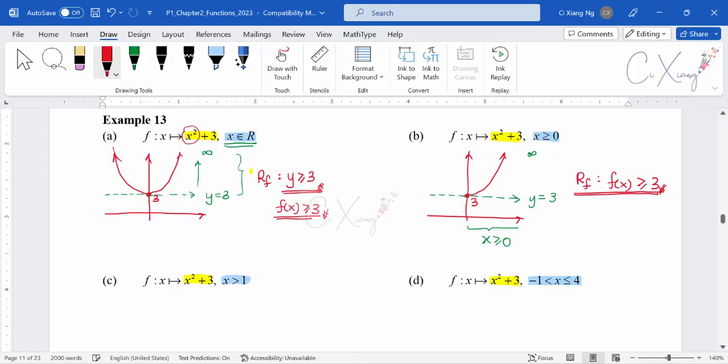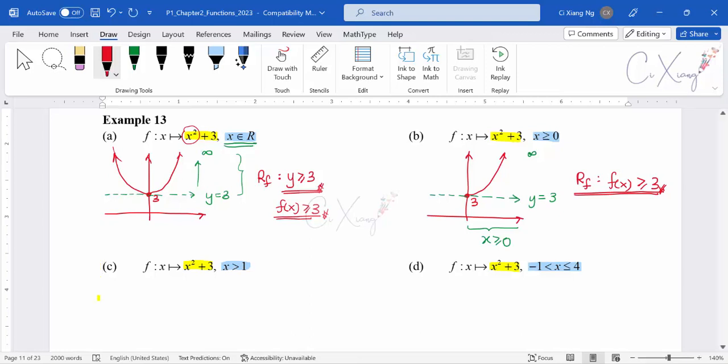Okay, so far for these two examples, they have different domains, but their ranges are still the same. Although the graph looks slightly different, the range is still the same. Okay, so maybe we can proceed further to the next two examples. For the next one, we are looking for part C.